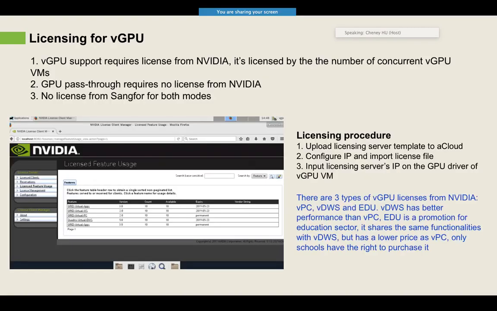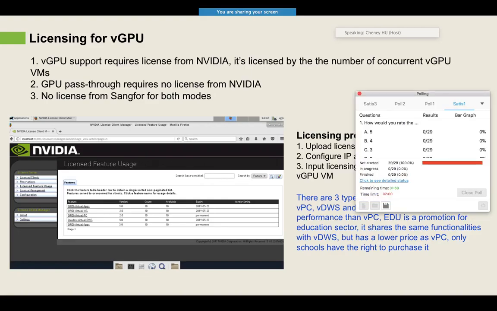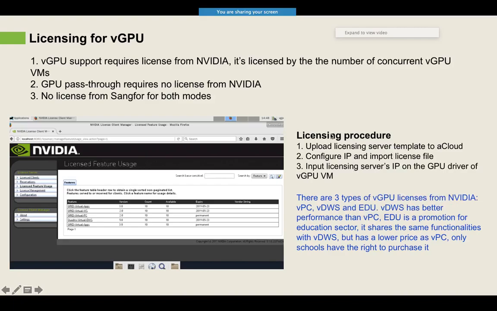And with a new capability, it always comes with a new license. But this license for VGPU doesn't come from Sangfor. It comes from NVIDIA. If customers need to deploy VGPU on aCloud, and want to utilize the GPU virtualization for their GPU applications, then NVIDIA's license is needed. And this license is licensed by the number of concurrent VGPU VMs. The concurrent VGPU VMs stand for the maximum number of VMs customers are using simultaneously.